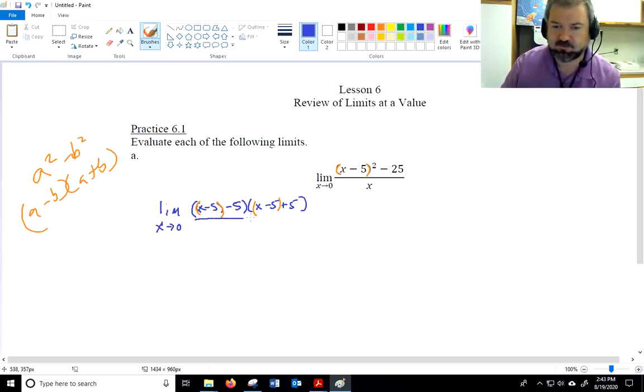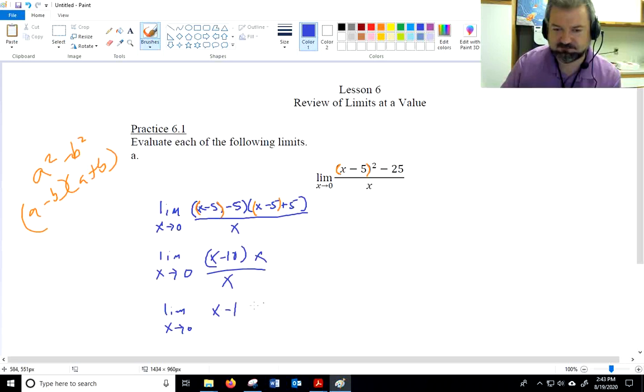And what does that do for me? It becomes x minus 10 times x over x, which reduces to just x minus 10. So when we plug in 0, we get negative 10.